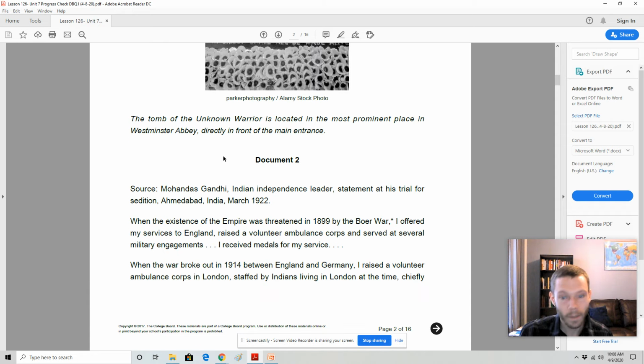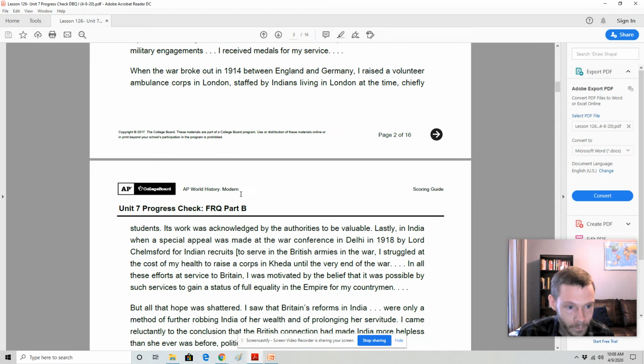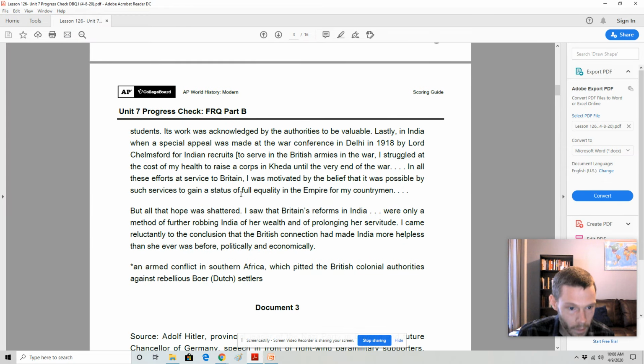But again, think about it. If we look at it, what's happening? Well, he's been brought up on trials for sedition. All right, so this is his defense. So if we're thinking about purpose, we want to think about the things that Gandhi is doing to try to signify how he is supporting the British Empire. So you'll read through the document here.